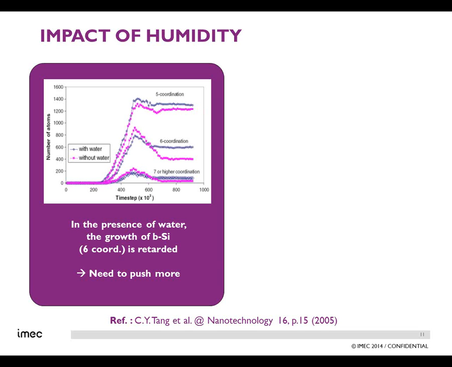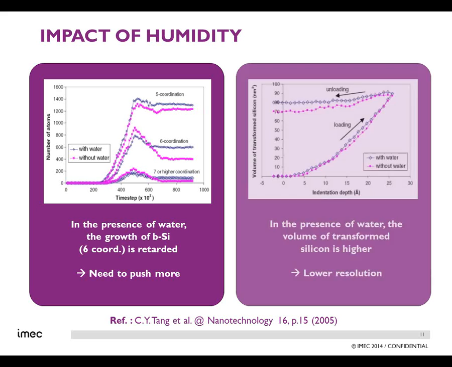And you can see that the formation of this 6-coordinated phase, which is the beta-tin, metallic-like phase I was speaking about, is slightly retarded in the case that you have water. This is the blue curve. You see that the tail of this blue curve happens slightly lower than the pink one, which is the case where there is no water. So in air, when there is water, you need to push more to generate this small plastic deformation, and so to have the nice current flowing.